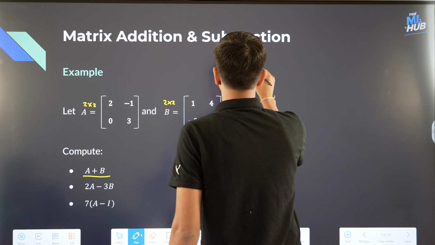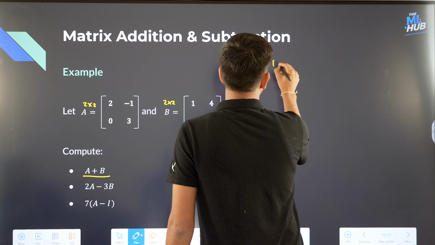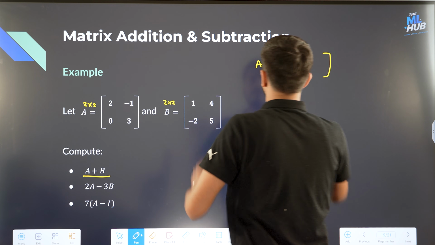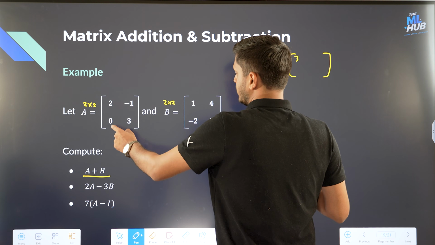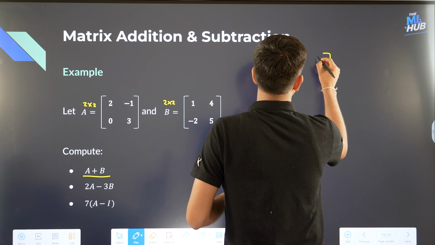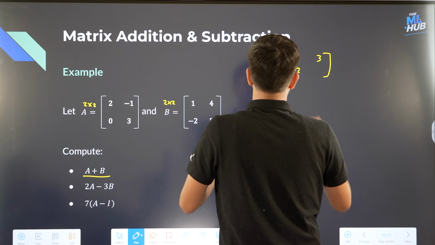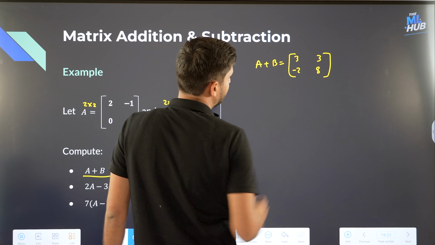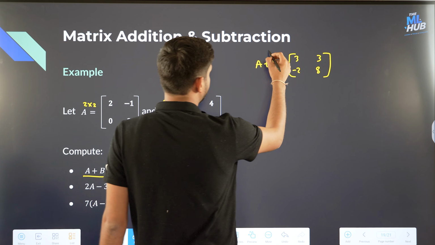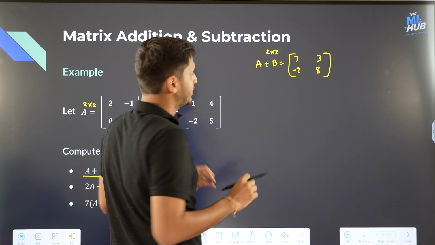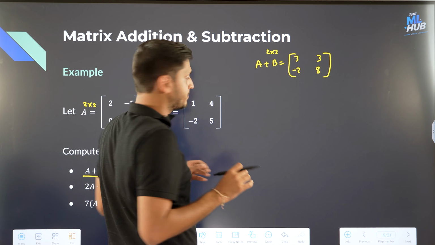We can directly do this. A plus B will be what? It is just element by element addition. So here you will have 2 plus 1, which is 3. Then here you will have 0 minus 2, which is minus 2. Then you will have minus 1 plus 4, which is 3. And then 3 plus 5, which is 8. So element by element addition I did, and this is what I will get as A plus B. It will also be a 2 cross 2 matrix. And since the orders were the same, you can add them. If the orders were different, you cannot add them.